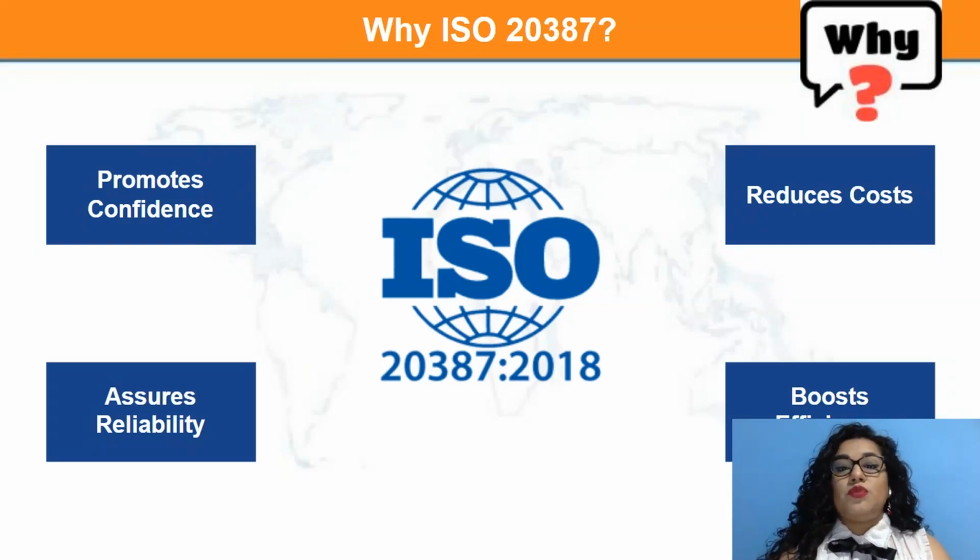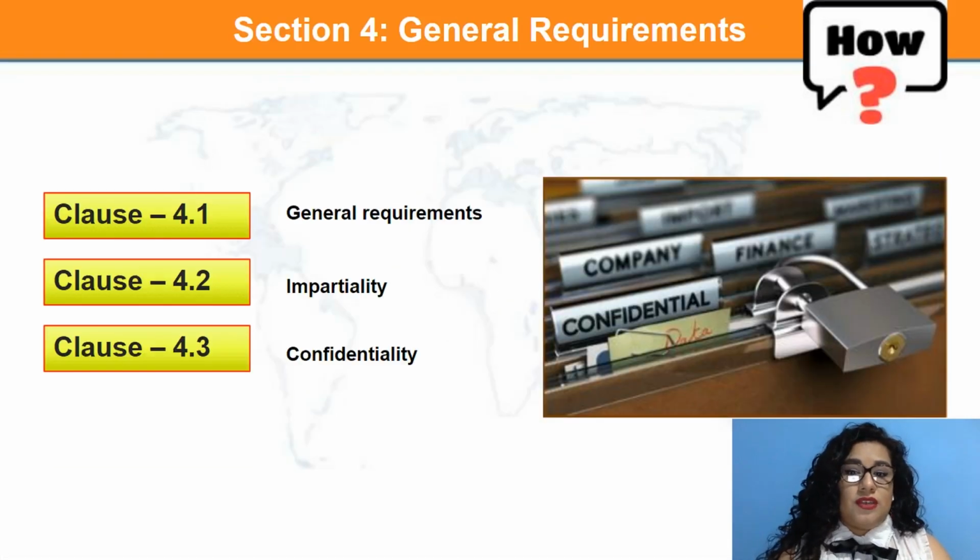Also, accreditation provides valuable information to the biobank on how it can further improve or streamline its processes, potentially reducing costs. And at the same time, accreditation potentially improves efficiency, minimizing process errors. So now, the third question will be how to achieve it.